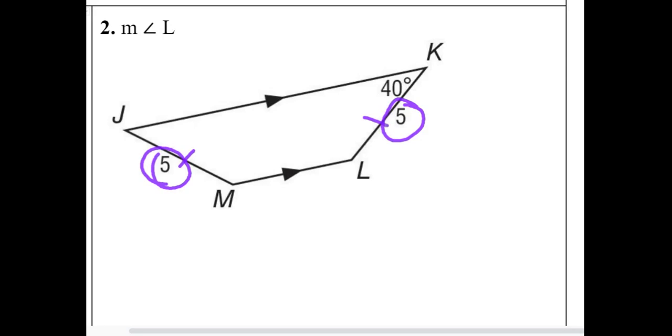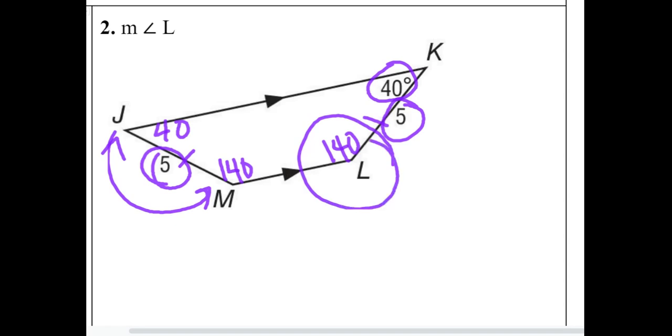So for the same reason, I can mark the base angles with the same degree measure. So here I have 40 because over here I have 40. And then these two have to add up to 180. So I know that this is 140, and therefore the other angle is 140 over here. So the two base angles have to be congruent. So measure of angle L is 140 degrees.